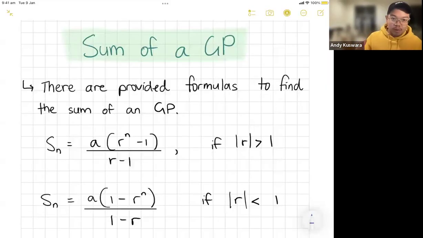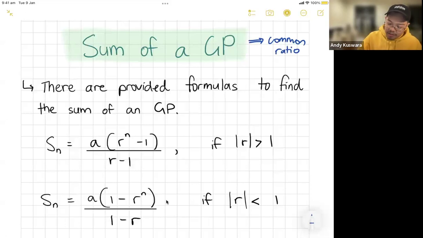So last lesson, we were looking at the sum of an AP, an arithmetic progression. Today, we're going to look at the sum of a GP, which means we're taking a look at something with a common what? Something with a common ratio, times or divide. Okay, now these formulas here are provided on your reference sheet.